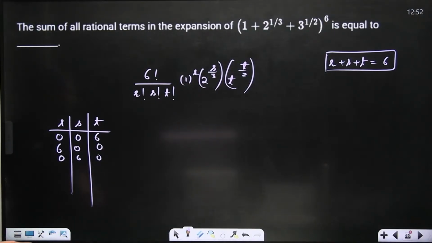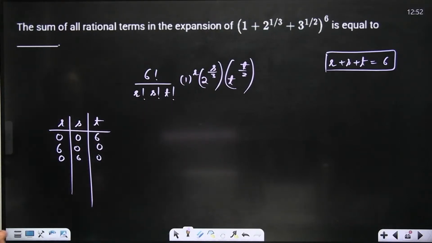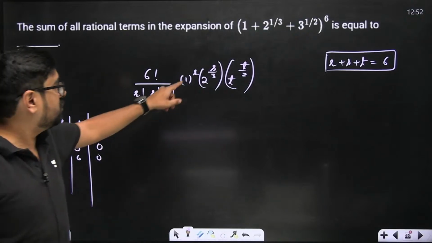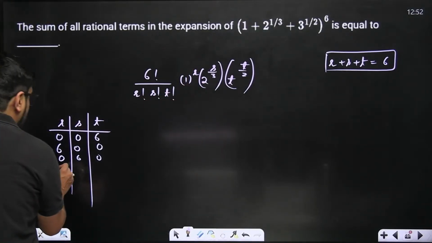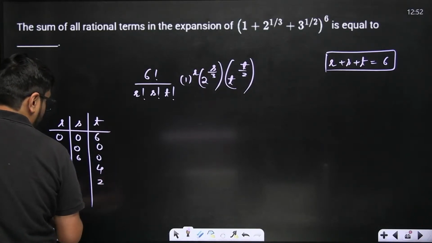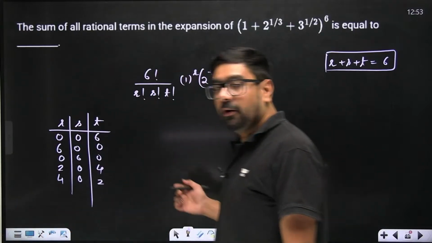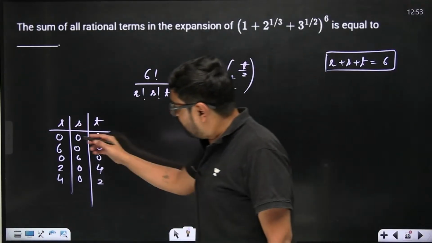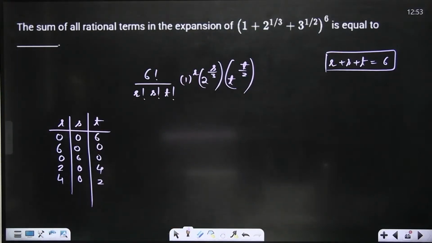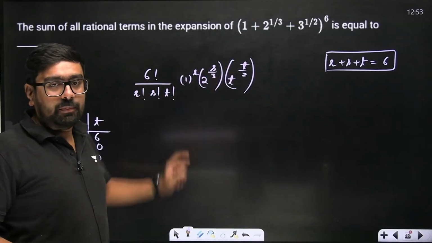Now what else can I take over here? 4 and 2 is also 6. But 4 cannot come in the place of S because 4 is not a multiple of 3. So either R can be 2 and T can be 4, or R can be 4 and T can be 2. Right? S will be 0 in both the cases, because 4 is not a multiple of 3, obviously. Now what else can we take? I think 2 more cases should also form. How else can we get 3, 3, right?